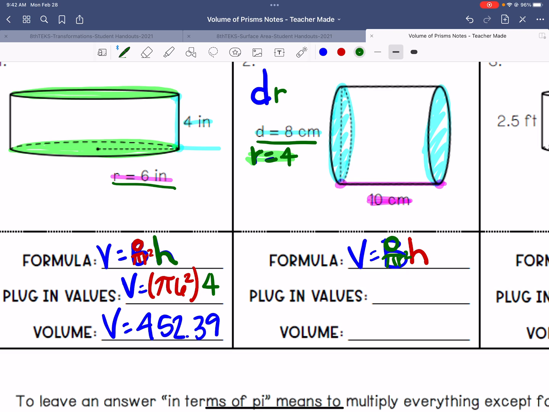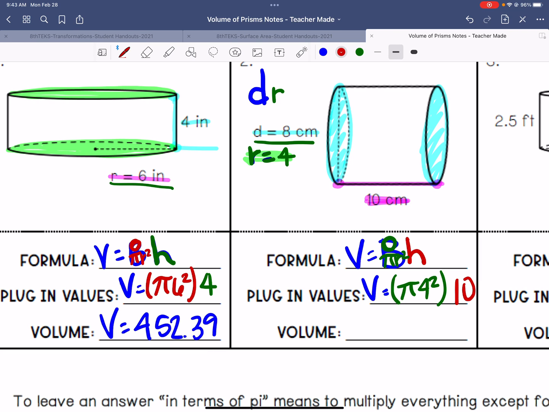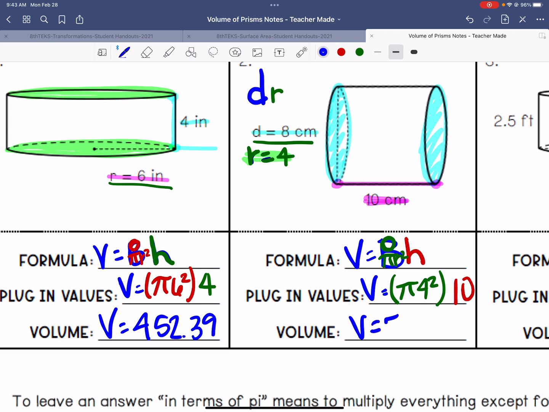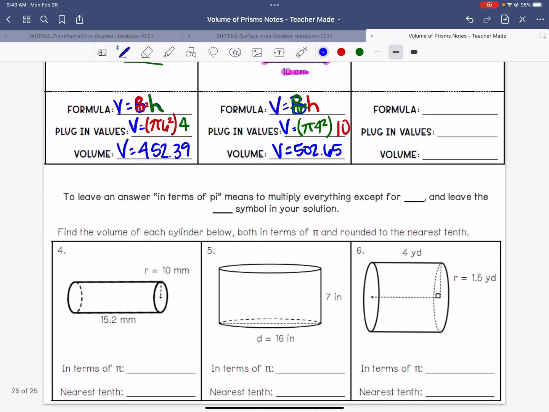All right, you should have paused and solved on your own, and you should have gotten V equals pi times 4 squared, and all of that times 10. And when you put it in your calculator and solved, you should have gotten the volume to be 502.65. Okay, now you're going to do number 3 on your own, and we're going to come down here.